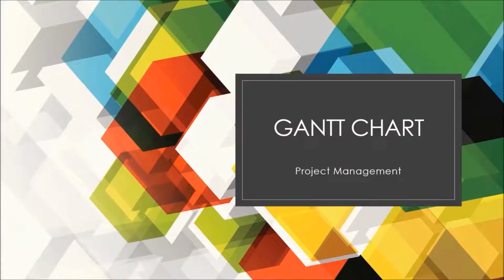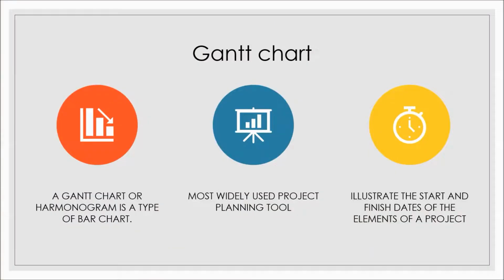Today we are going to talk about Gantt chart. Now, Gantt chart is a very popular project management tool. It is also known as harmonogram, and it is a kind of bar chart. Bar chart, we all know, is a chart which involves x-axis and y-axis, and you have number of bars on the x-axis or y-axis. So it is something similar to that.